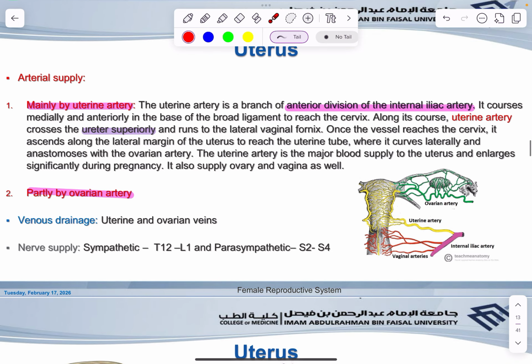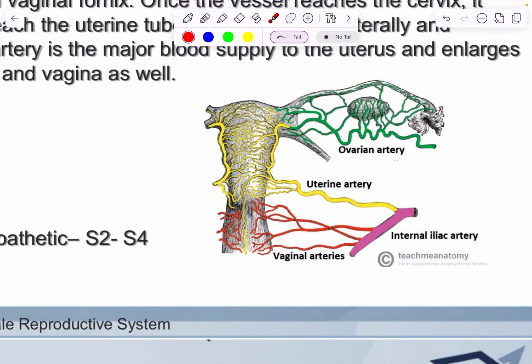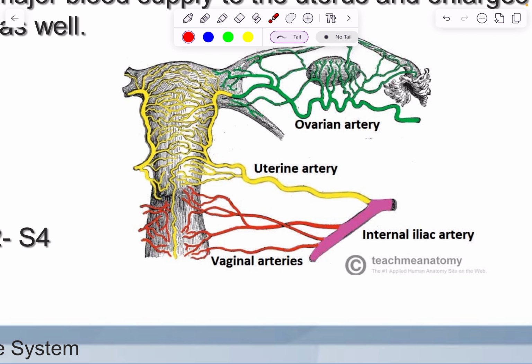طيب an arterial supply is mainly going to be through the uterine artery. The uterine artery is a branch of the anterior part of the internal iliac artery. It's going to branch off وحيعطينا the uterine artery. Once it reaches the lateral wall of the uterus, it's going to ascend until it anastomoses with the ovarian artery. وبعد شوية we're going to see why this is important.